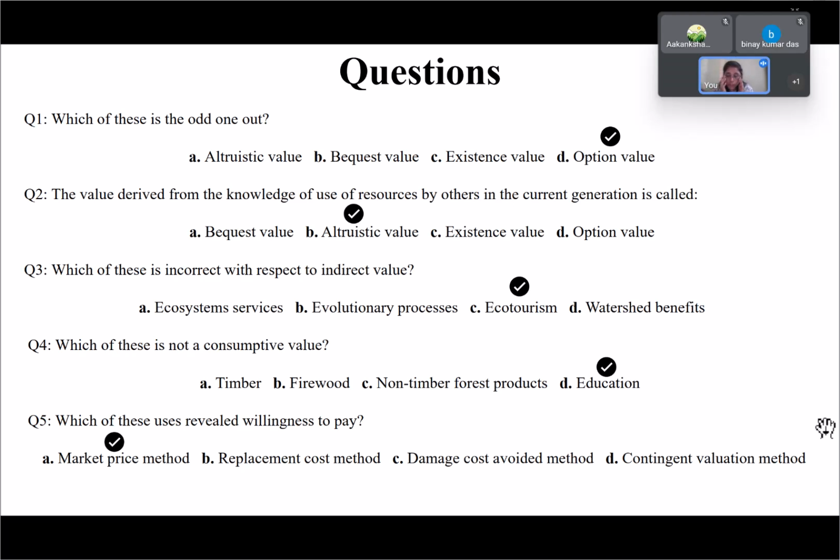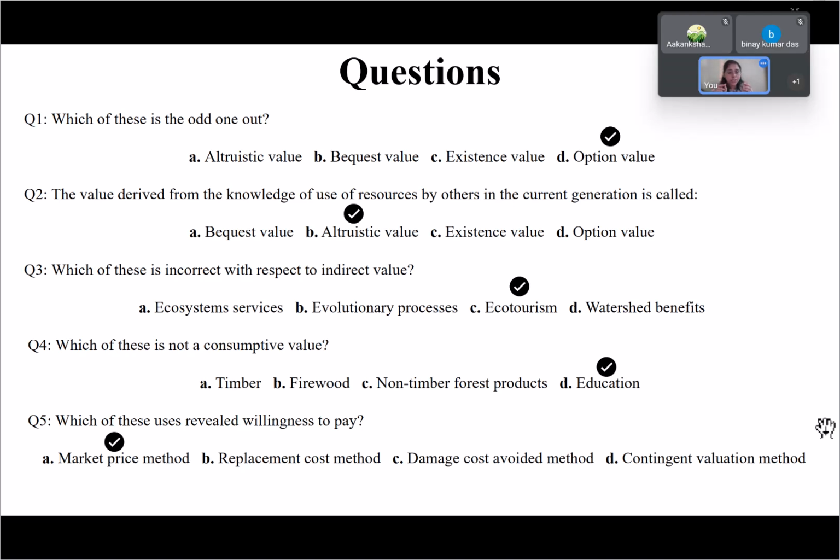Now, which of these is incorrect with indirect values? So, ecosystem service, evolutionary process, watershed benefit, these are accessory functions which are related to biodiversity. So, there is not directly money being given, but ecotourism gives you revenue. If you have a land dedicated for ecotourism, you get money out of it directly. So, that's direct use. Which of these is not consumptive?